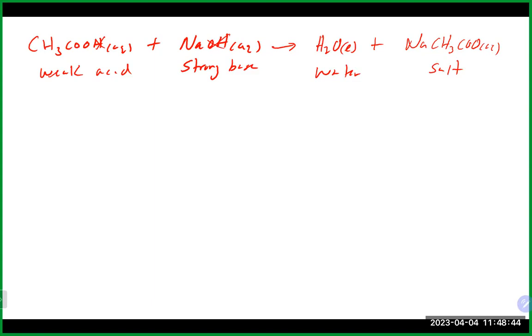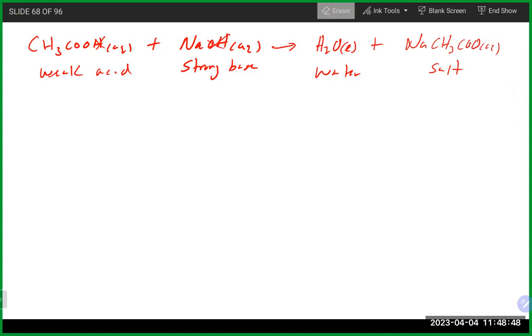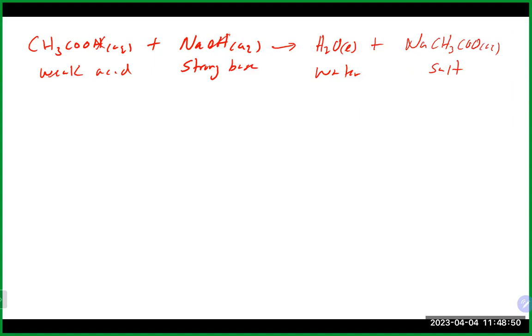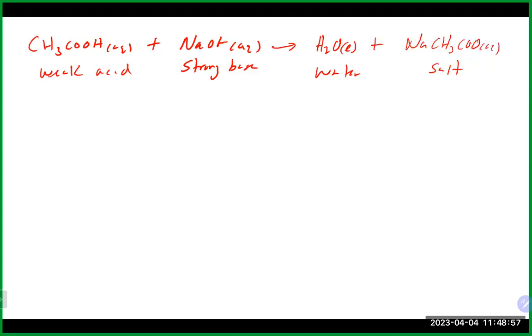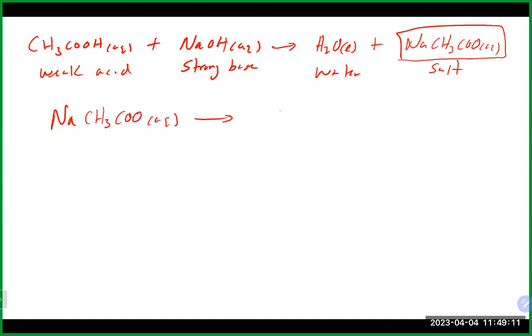Now, when we look at what we're left with at this point, we are left with basically water and a salt as a result of this reaction. And we would want to look at this salt. Now, this salt is a strong electrolyte, which means when it is in solution, it is going to basically break apart into sodium ions floating around and some acetate ions floating around.